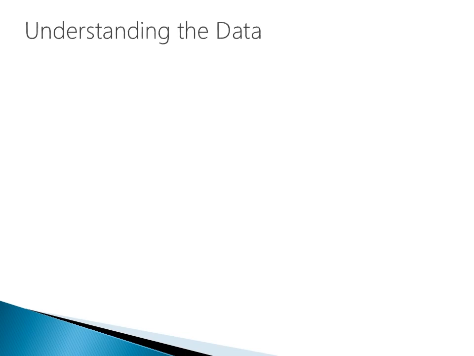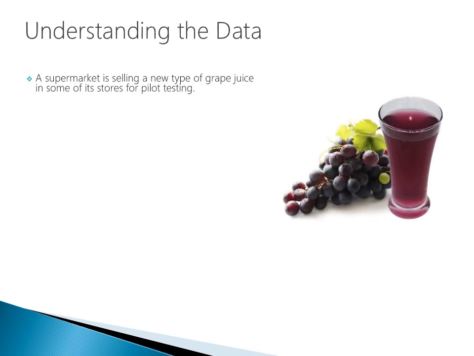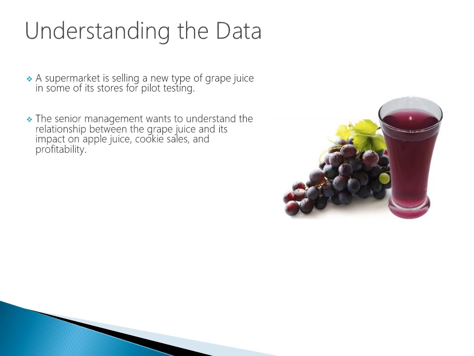Before we begin, it's always important to understand the data in the context that we're working within. In this case, we have a supermarket that is selling a new type of grape juice in some of its stores for a pilot test. The senior management wants to understand the relationship between the grape juice and how it's going to impact apple juice, cookie sales, and overall profitability.